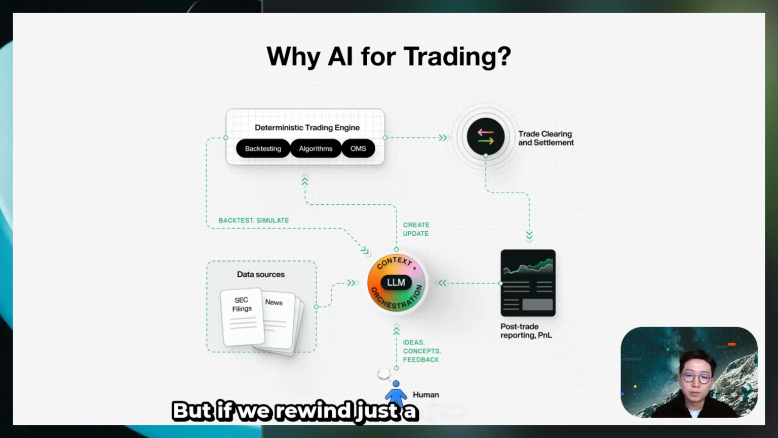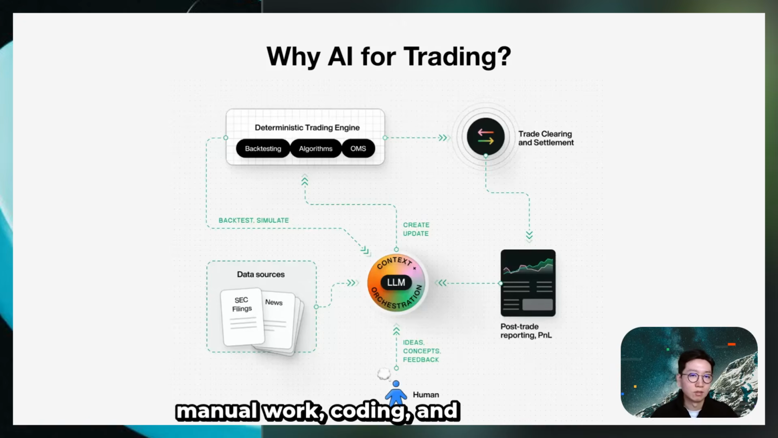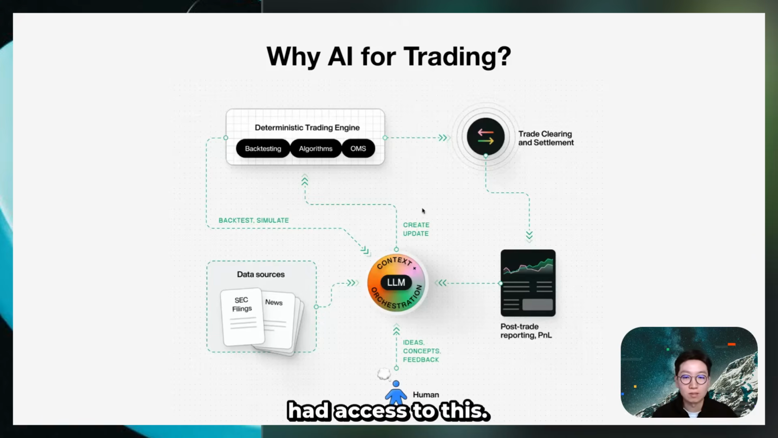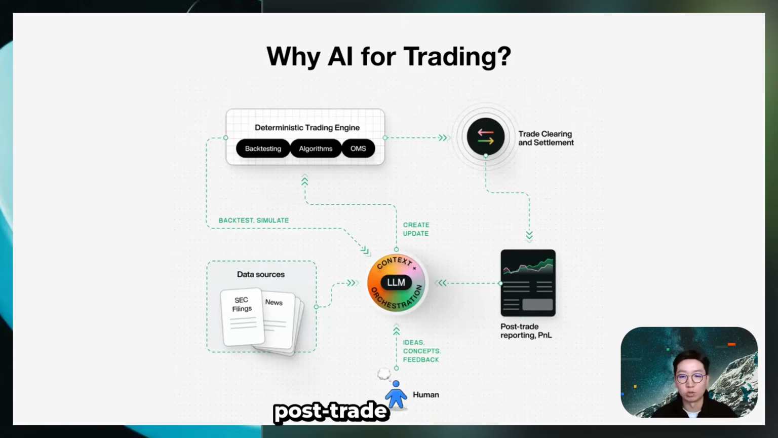But if we rewind just a few years before AI was even available, I would say maybe 4 or 5 years ago, this kind of workflow would have taken multiple systems, multiple programs, a lot of manual work, coding, and potentially a full team to even operate that, right? Which is why at that time, only hedge funds or big trading firms had access to this. Now today with AI, combined with Composer, which we can see here, this is the Composer infrastructure, like the deterministic trading engine, trade clearing and settlement, as well as the post-trade reporting.